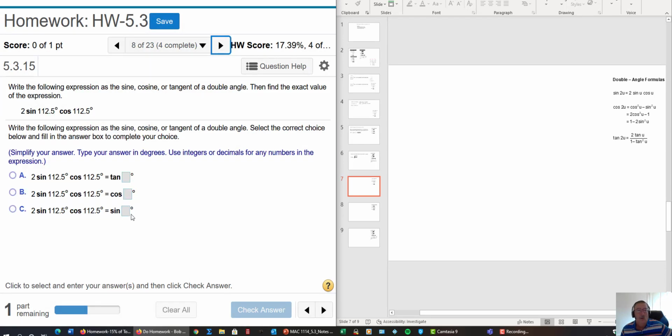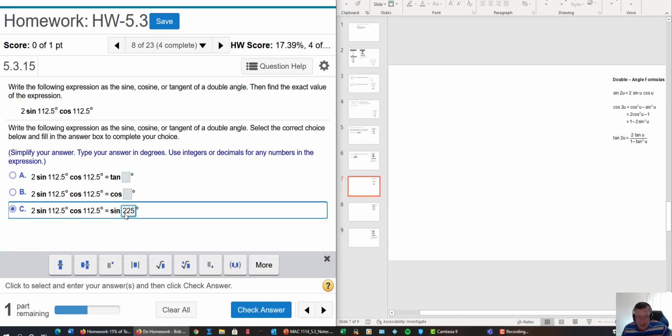All right, now one other thing we wanted to look at here. We've talked about this in the past when we've done these formulas: you can go from left to right, and you can also go from right to left. So notice here it says write the following expression as the sine, cosine, or tangent of a double angle, and it looks like the right side here, they're putting in 112.5 for u. So if you go from this side to this side, you're actually doubling the u value. So if you take 112.5 times 2, I believe you're going to get, for this double angle formula here, the sine of 225.